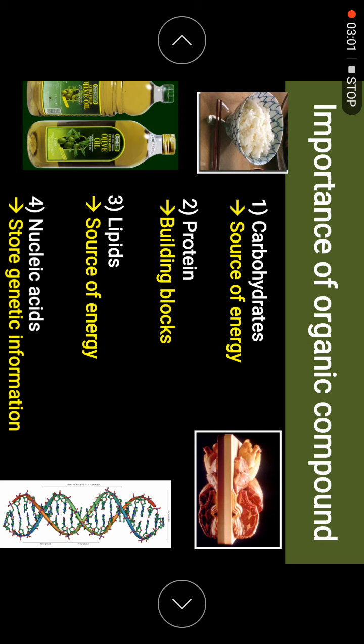Now, next one will be nucleic acid. Nucleic acid, the main function is to store genetic information. Now, for all these functions, you can read up more in your textbook. Okay, so I wish you all can do some notes from the textbook also, not only from the slide.